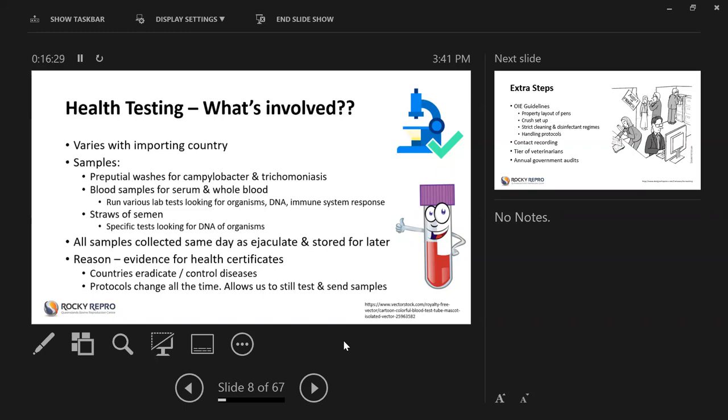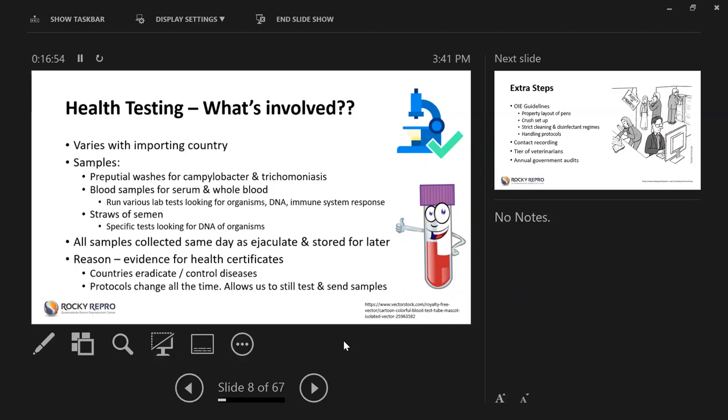We take blood samples, and that assesses serum and whole blood. So when we send that to the lab, they can do cultures to grow different organisms. They can look for DNA to prove that the organism has been there. And they can look at the immune response to see if an individual has been exposed to a disease or a virus or not. And we can also do the same test on straws of semen that we collect.